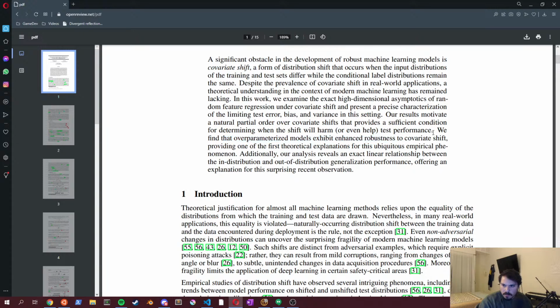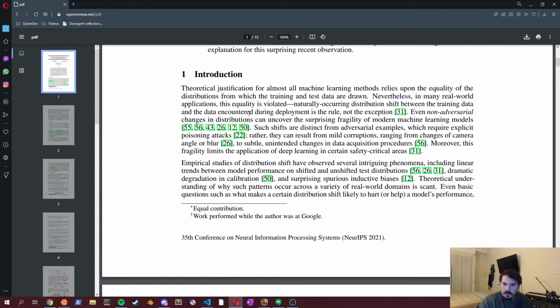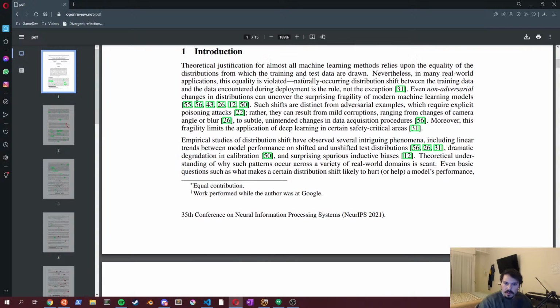And they say, okay, so we find that overparameterized models exhibit enhanced robustness. So this is obviously true. If you've done any machine learning, neural nets have an insane number of parameters, and they seem to be amongst the best generalizable models to lots of different sorts of inputs. Okay, so hopefully we can answer the couple of questions we had from the abstract, and let's keep going.